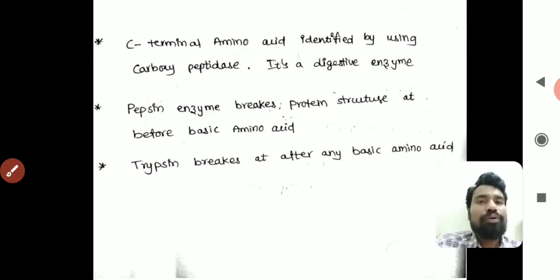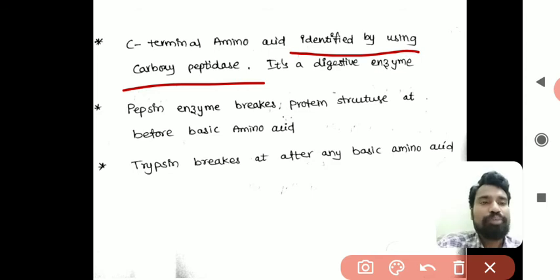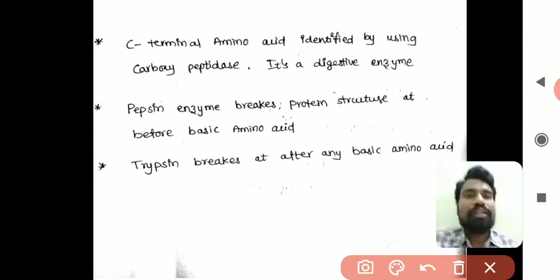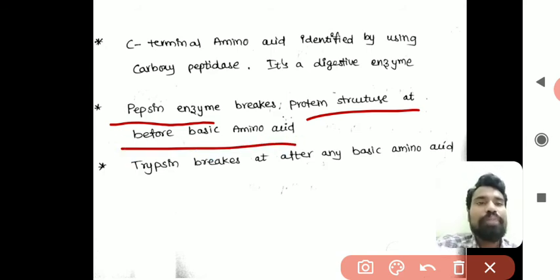Now, how to identify the C-terminal amino acid? The C-terminal amino acid can be identified by using carboxypeptidase A. Carboxypeptidase A is an enzyme which can be used to identify the C-terminal amino acid in the protein. It's a digestive enzyme, right? There are some other enzymes which break the protein structure, for example the pepsin enzyme. Pepsin is an enzyme which breaks the protein structure before the basic amino acid.